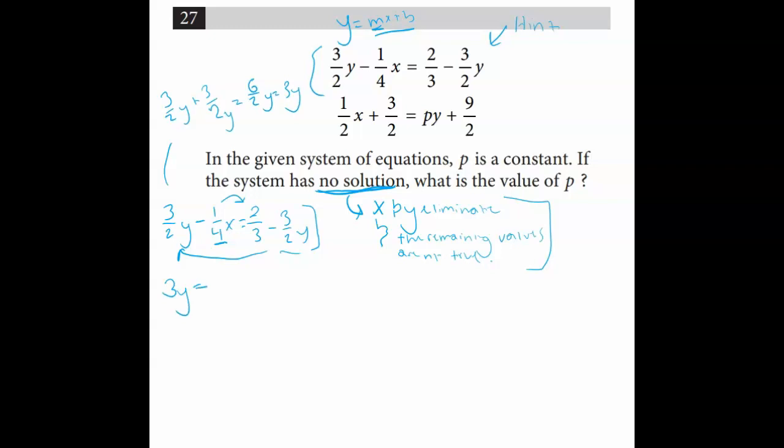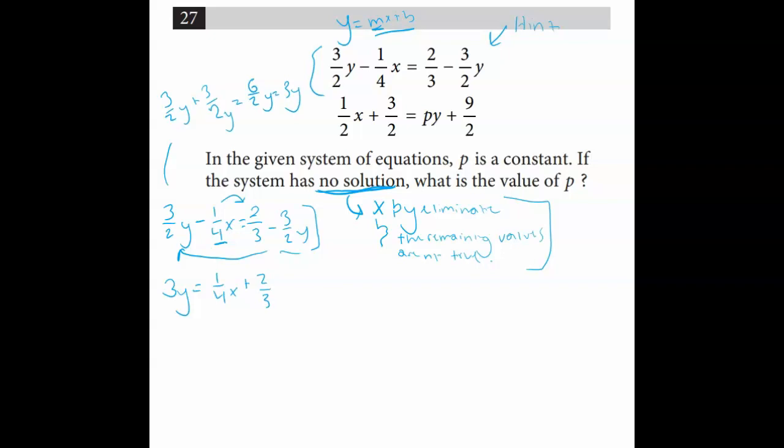And that's how I get 3y on this side. And then I'm moving a negative 1 over 4x over. So I'm going to add 1 over 4x to the other side, and that's going to give me a positive 1/4 x. And so that's how it's going to be drawn as 1/4 x plus 2/3.